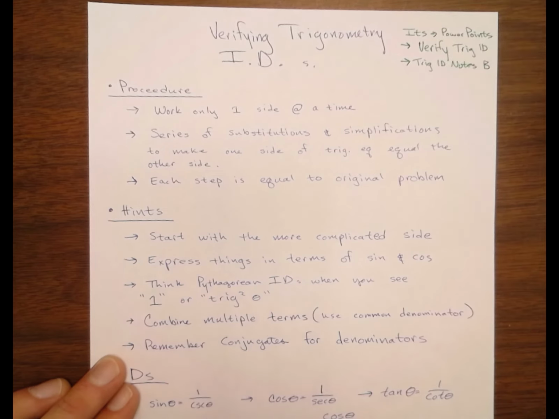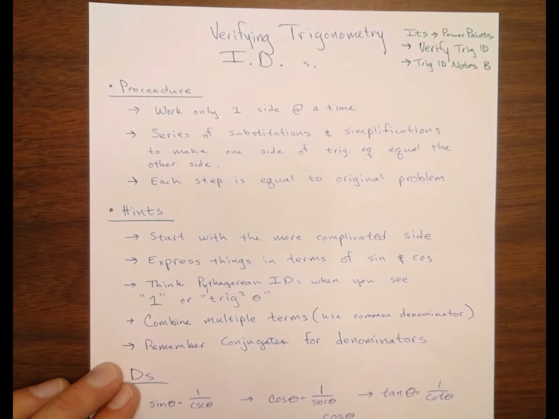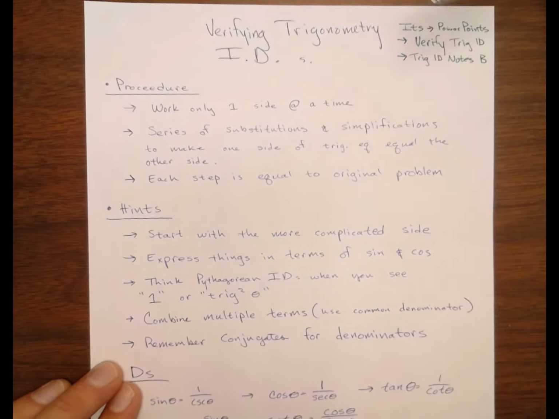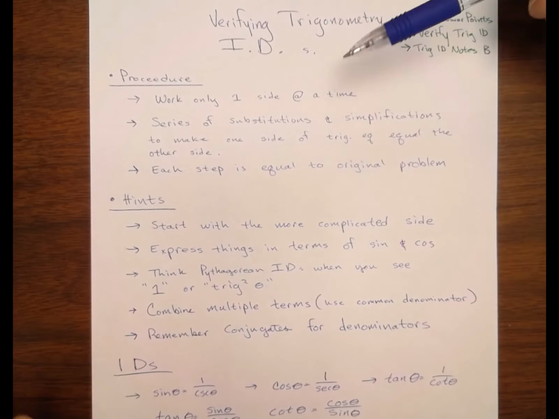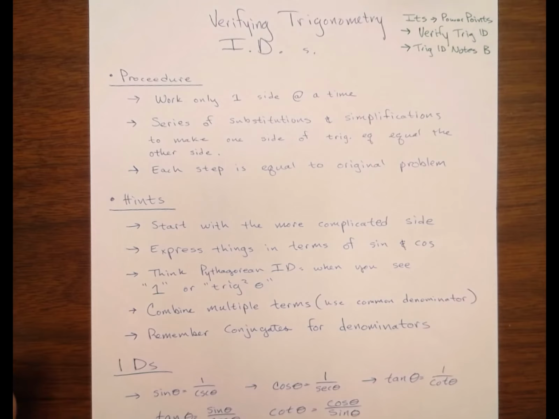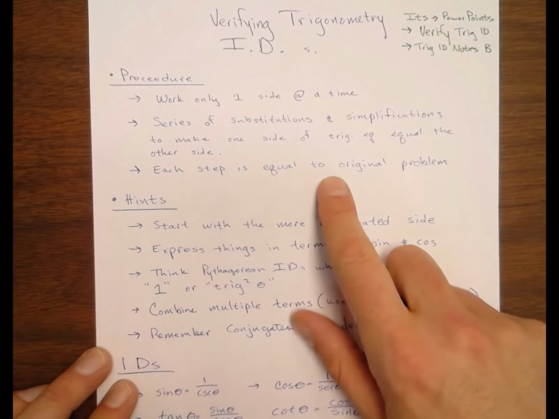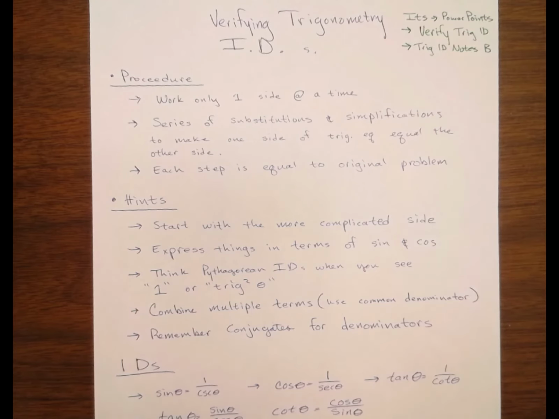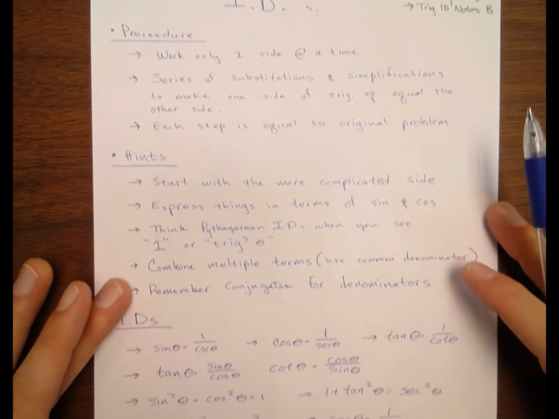It's a series of substitutions and simplifications that's going to make one side of the equation equal the other, and the reason that we don't get to add something or subtract something from both sides is because every single step along the way, each step is equal to the original statements.